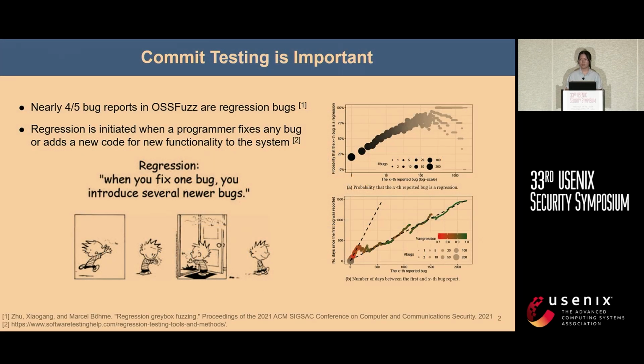As we all know, software vulnerabilities can pose a significant security threat. Thus, program testing is crucial. While within the thousands of lines of code that a program comprises, newly introduced code through commits can be critical. Recent studies have revealed that nearly 4 in 5 bugs in OSS-Fuzz are regression bugs, which means that the bugs are introduced by new commits. As the cartoon demonstrates, developers may introduce several new bugs when fixing one older bug.